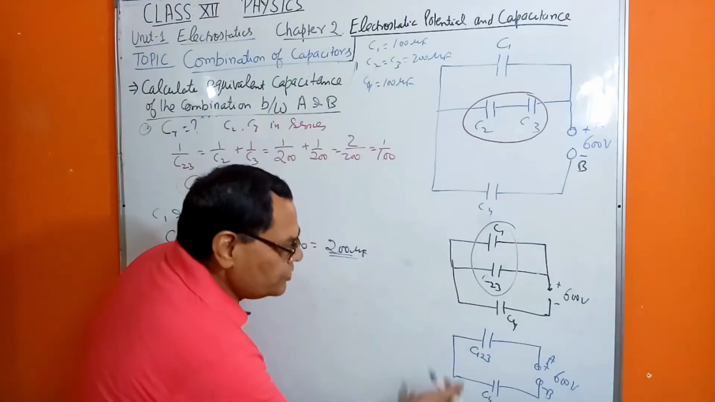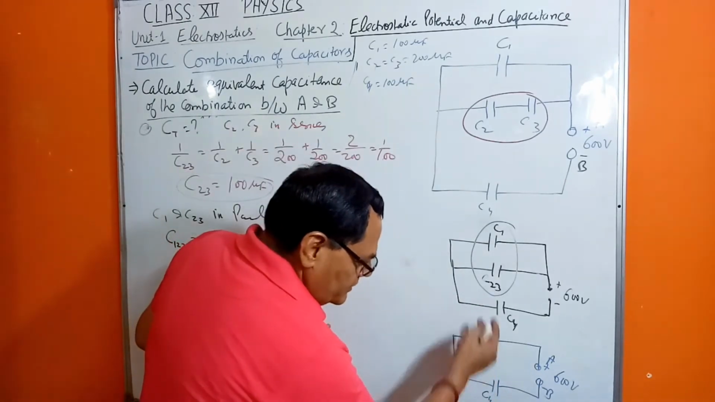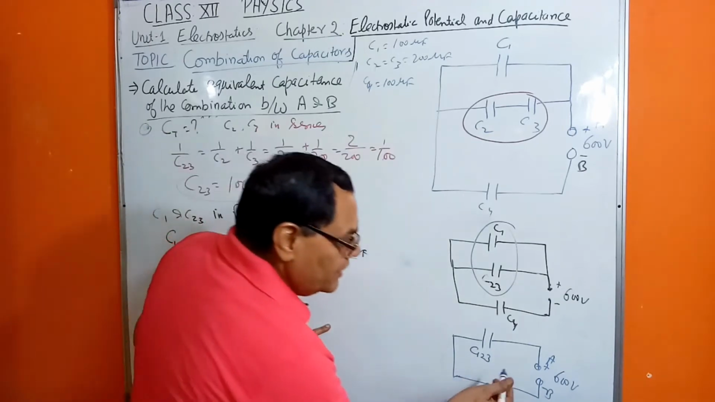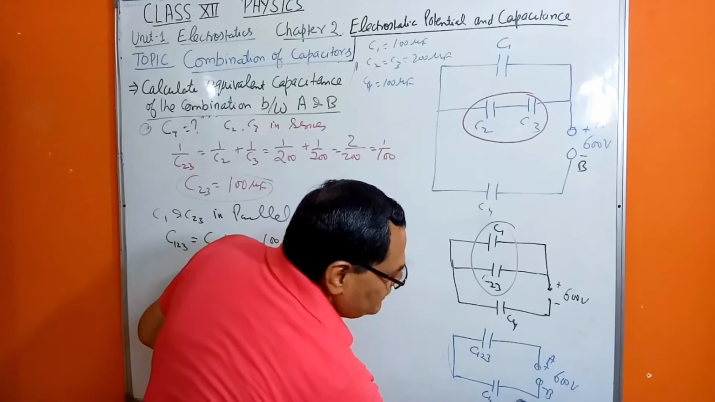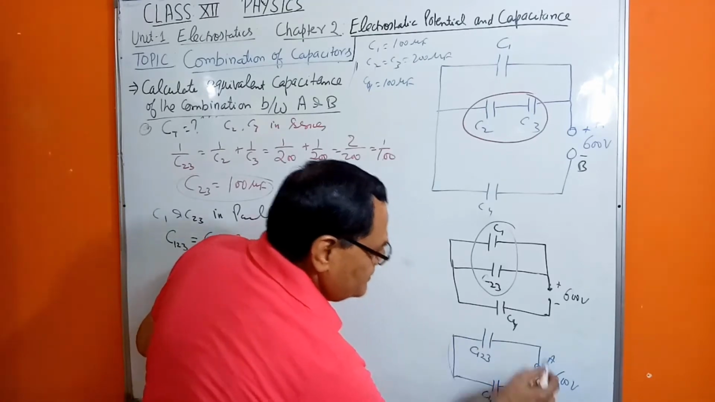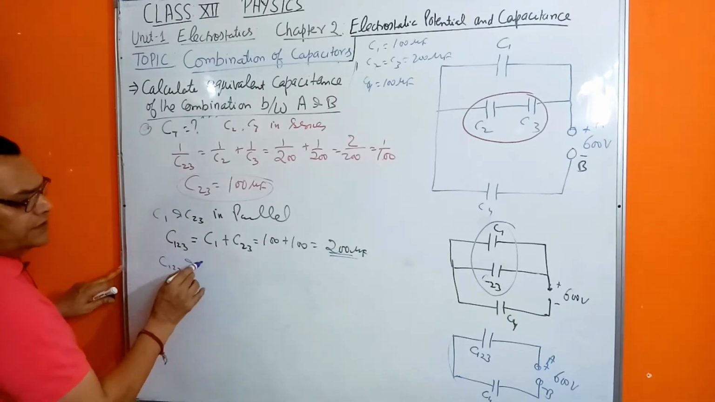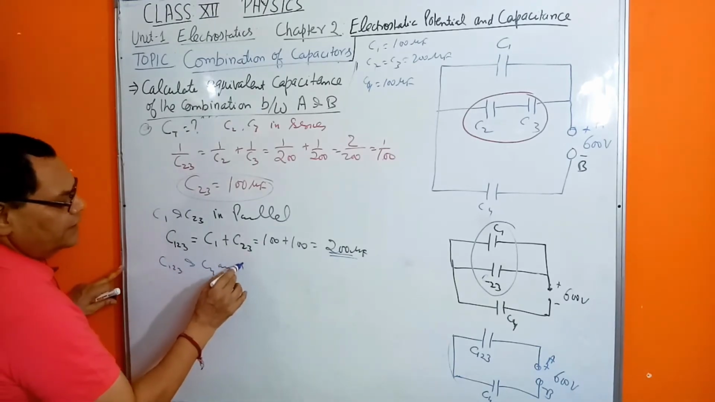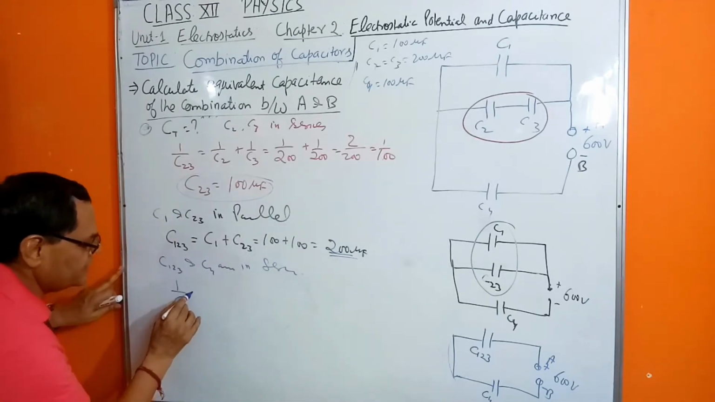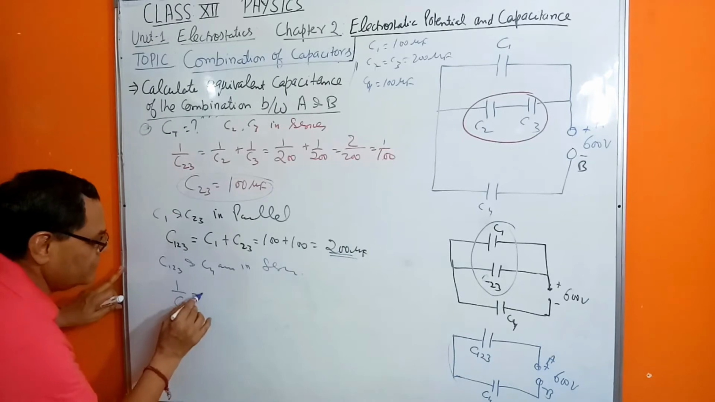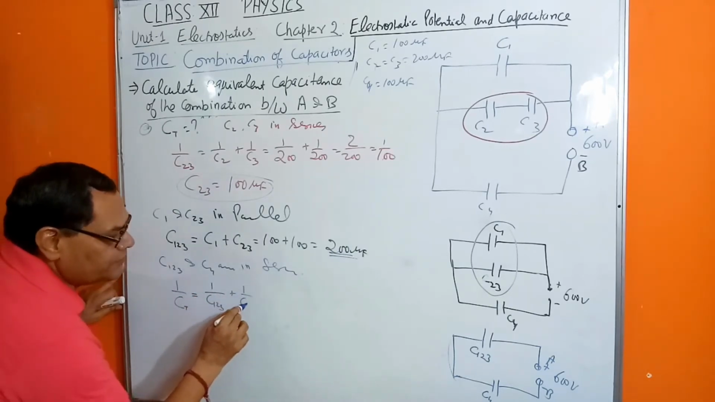Now again you find, oh sir, they are two in parallel, but no. Why? They seem to be in parallel, but they are not, because the moment you start from here, you find they are in continuity. In continuity means series. So finally you will say C123 and C4 are in series. Therefore the resultant capacitance CT is 1 upon C123 plus 1 upon C4.